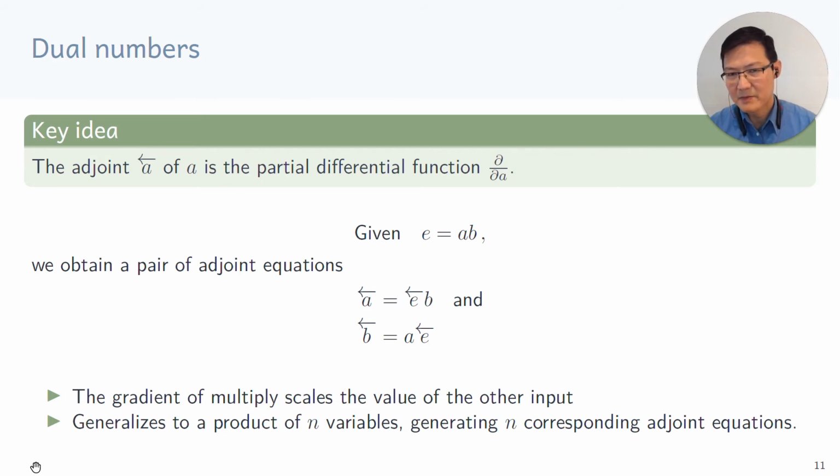Recall that A is the input and E is the output in this particular equation. By looking at the adjoint equations, you can see that the input adjoint is the output adjoint multiplied by the partial differential. And in this particular case, for multiplication, the partial differential turns out to be the value of the other input. Okay? So this result generalizes to a product of n variables generating n corresponding adjoint equations. This is special for multiplication.